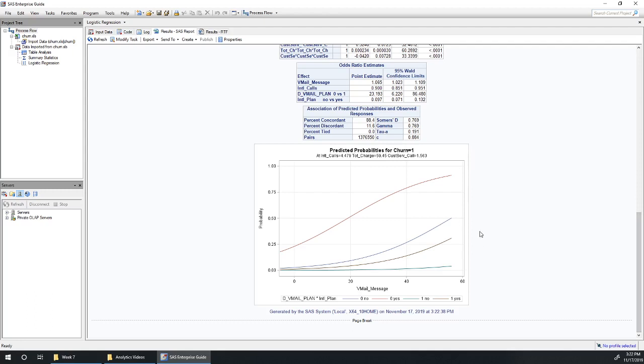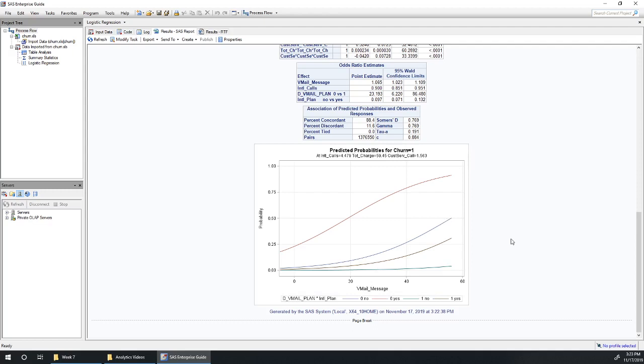So now I plot down the bottom here. Predicted probabilities for churn equals 1. And the thing that's being measured on the x-axis here is number of voicemail messages. Okay, so what's going on here? As we get more voicemail messages, we're generally more likely to churn. You can see that by this probability increasing here as the number of voicemail messages increases.